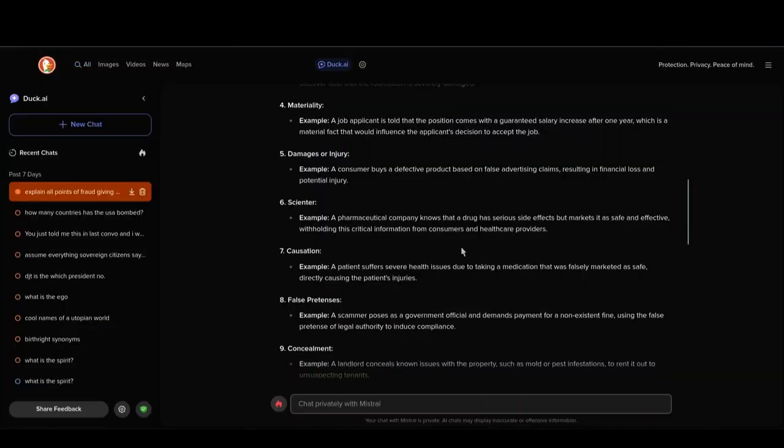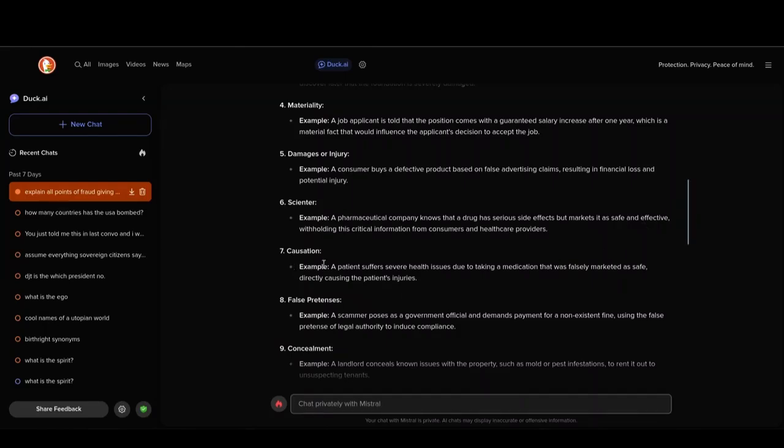A pharmaceutical company knows that a drug has serious side effects, but markets it as safe and effective. We all know what's happening there. Withholding this critical information from consumers and healthcare providers. And this is why it's so important to learn about fraud, because you'll see it everywhere. Once you understand all these points, you go, oh my goodness, what isn't a fraud in the Matrix-approved mainstream agendas? Like, what isn't fraudulent? I don't know. Really have to think about that.